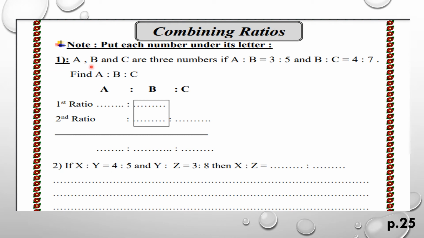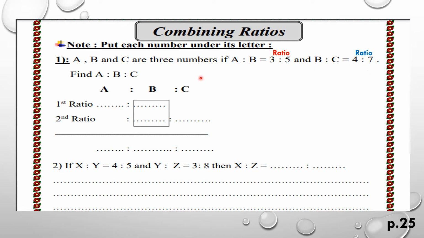Number 1, A, B and C are three numbers. If A to B equal 3 to 5 and B to C equal 4 to 7, find A to B to C. Here we have two ratios and we have a common term. What's the common term here? The common term here is B. I have here B and here I have B. This is the first ratio and this is the second ratio.